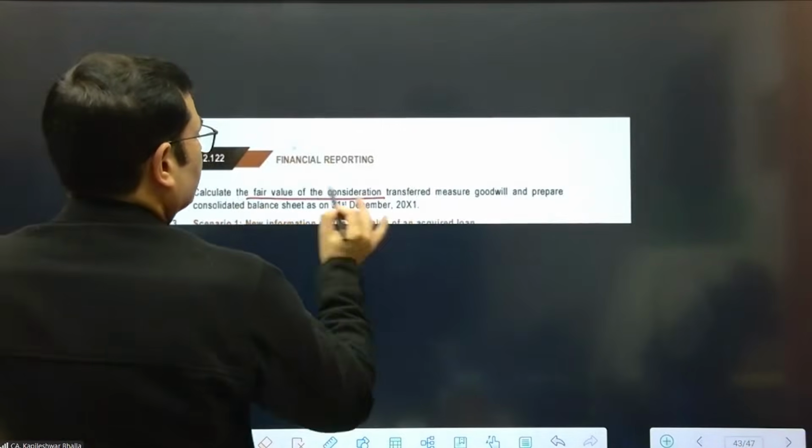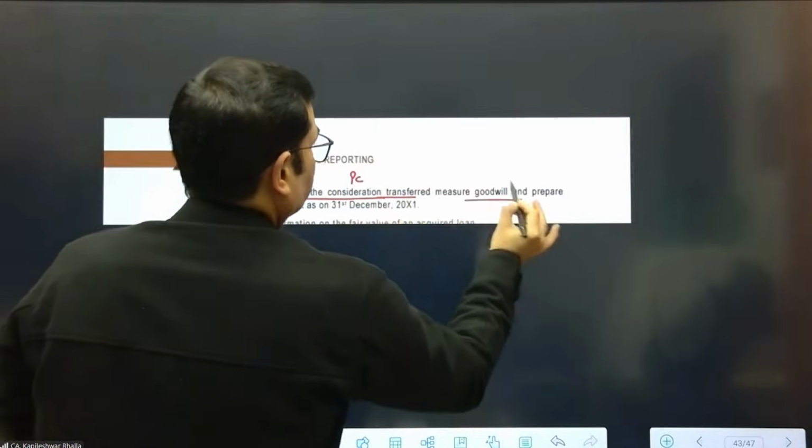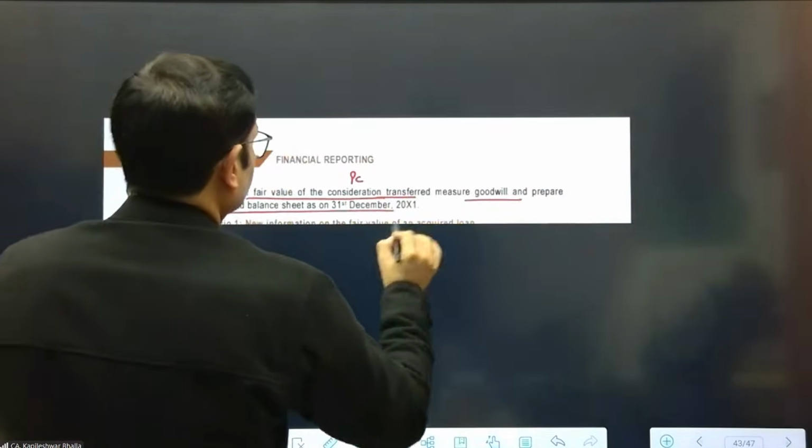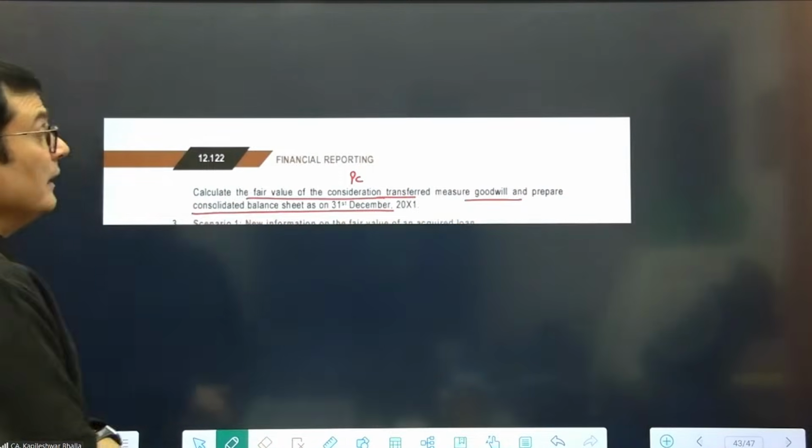And the requirement of the question is to calculate the fair value of the consideration transferred, that is PC, and measure the goodwill and prepare the consolidated balance sheet on December X1. So the focus is on the PC, the focus is on the goodwill, and the focus is on the consolidated balance sheet as well. So you've seen the complete 7 steps with a consolidated balance sheet and acquisition.